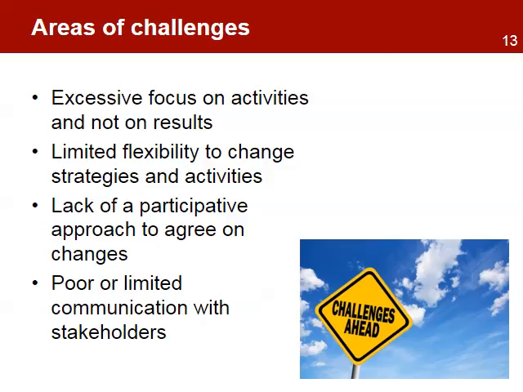These are some of the challenges in managing for results during the implementation phase. There is the pressure to focus on activities, budgets, and schedules rather than on results. This creates a false impression that the project is in good shape. There is limited flexibility to change strategies and activities created by strict policies and procedures. There can be a lack of participative approach to agree on changes, which happens because the project limits access to information and decision making. There is poor or limited communication with the stakeholders, which creates the impression the project is hiding something, and that increases the lack of trust and transparency.